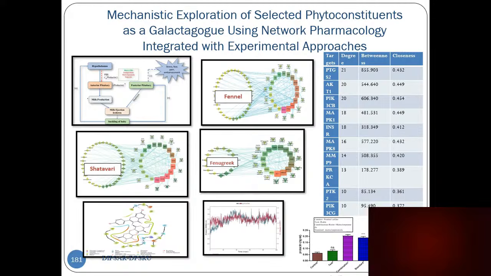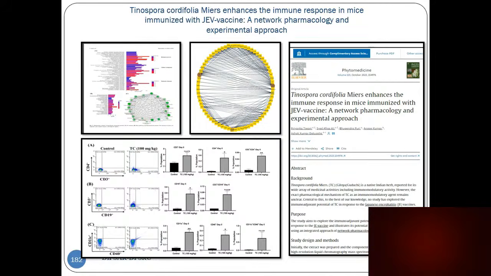This is another work where we explored a selected phytoconstituent as a galactose using network and experimental approaches. We have done these studies in rats. So all these parameters we have calculated, then selected the targets for docking, then dynamics, and then experimental. This is another work where we have coupled it with Tinospora cordifolia, how it enhances the immune response in mice immunized with the JEV vaccine, where we have applied network pharmacological approaches with experimental approaches, and it's published in Phytomedicine Journal.